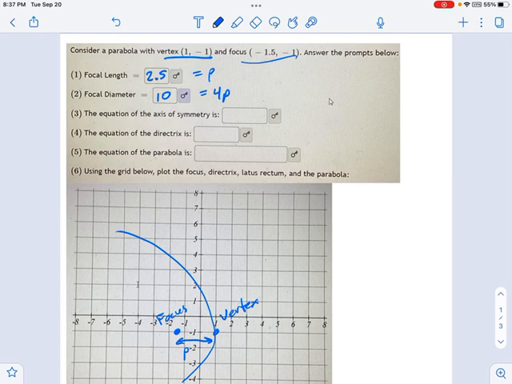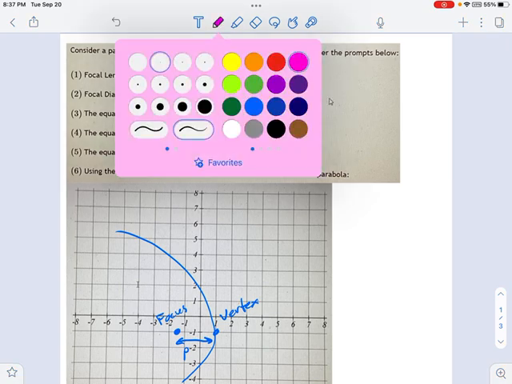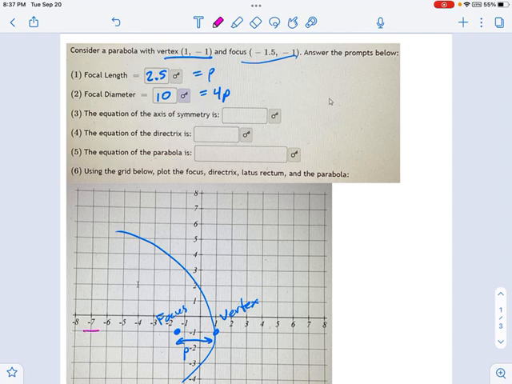Now, what's next? I want the equation for the axis of symmetry. Well, that's not too hard. The axis of symmetry, if you recall, is just the line connecting the focus and the vertex. And it goes forever in both directions. So what kind of a line am I talking about here? Well, this is a horizontal line, so we say y equals, and then we look at the y values of the focus and vertex. That's going to be -1. So there's your equation for the axis of symmetry.